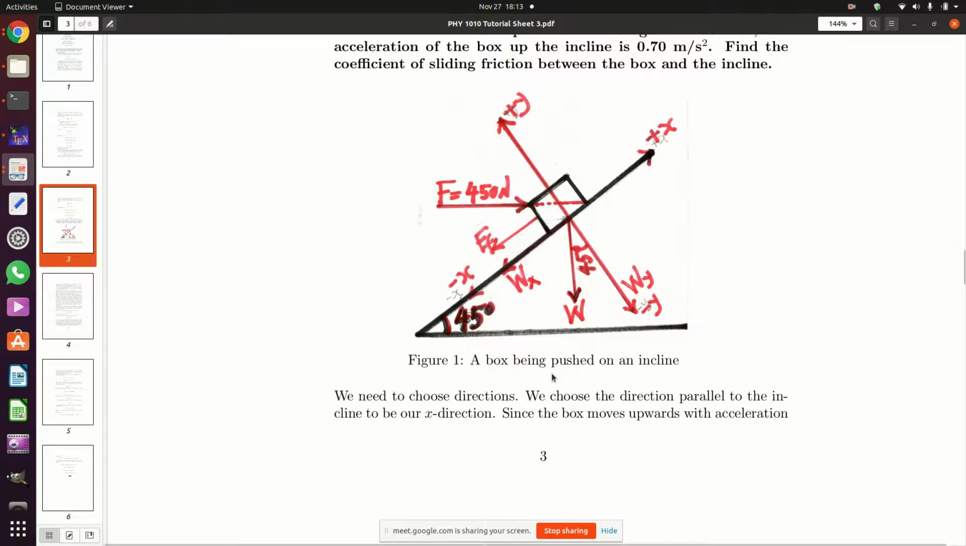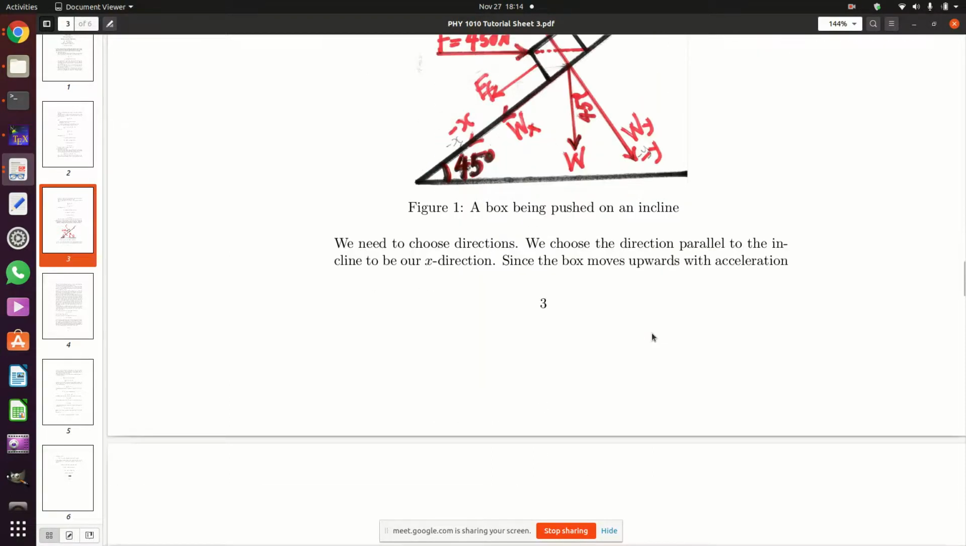Which part is going to be the x direction, which is the positive x direction, which is the negative x direction, which direction is going to be the y direction, which one is the positive y direction, and which one is the negative y direction.